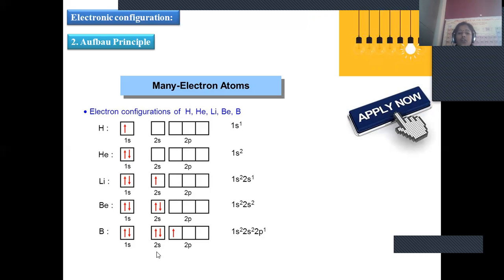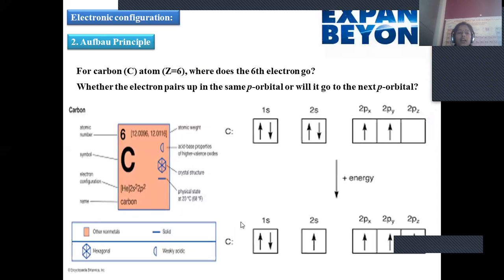For boron, the 1s shell has 2 electrons, the 2s shell has 2 electrons, and the 2p shell has 1 electron. Hydrogen has only 1 electron, residing in the 1s orbital. Helium has 2 electrons in the same 1s orbital. For lithium, we have to move on to the 2s orbital, and 1 electron will be added. For beryllium, one more electron will be added to 2s itself. For boron, the fifth electron enters the 2p level. This is in accordance with increasing order of energy. So many-electron systems will be filled in this manner.